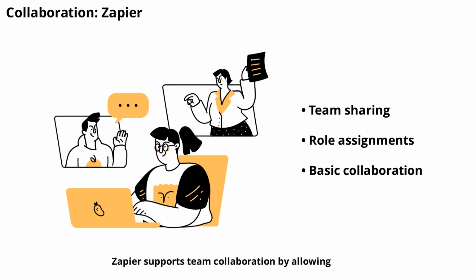Zapier supports team collaboration by allowing multiple users to manage and edit workflows. Finance teams can share Zaps, assign roles, and control access to sensitive automations. While collaboration features are basic compared to enterprise platforms, they are sufficient for small teams looking to coordinate automation efforts.